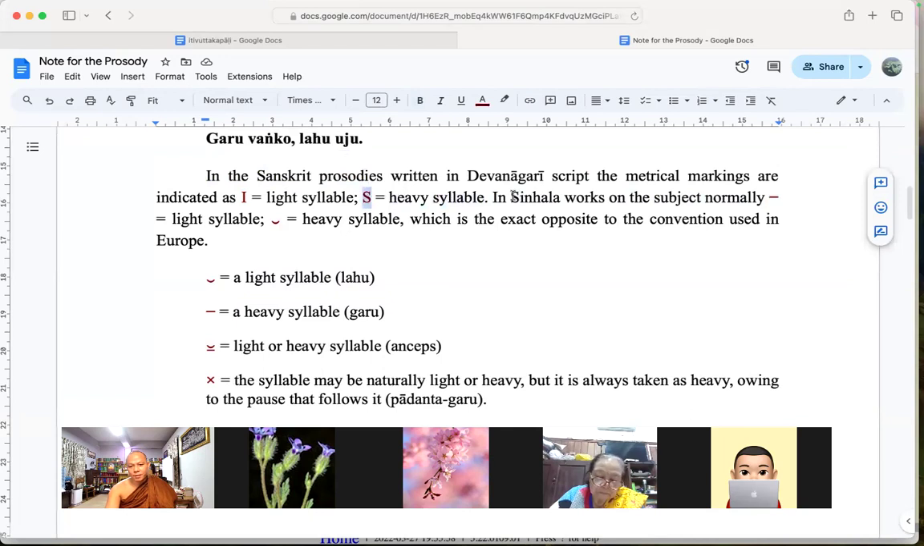But in the Sinhala works, maybe in some grammar, they use a vertical straight line for the light syllable and a vertical curved line for the heavy syllable. They are quite opposite in this way. So that one makes it difficult to understand.